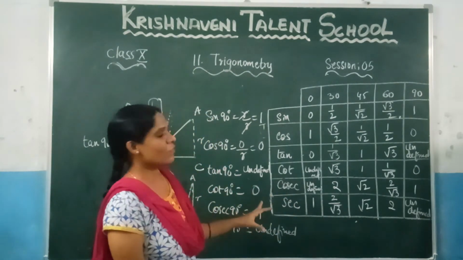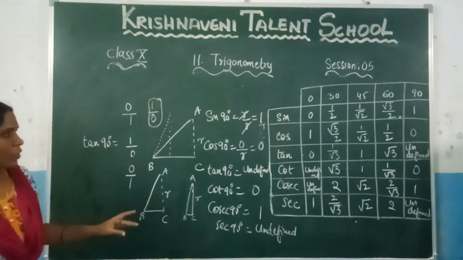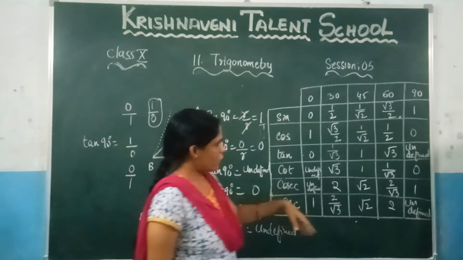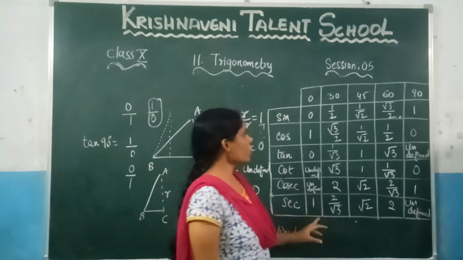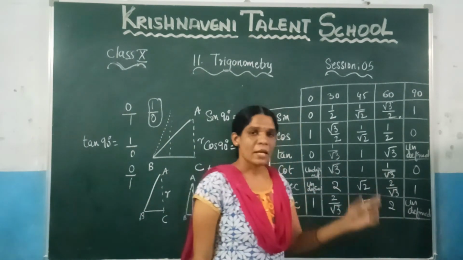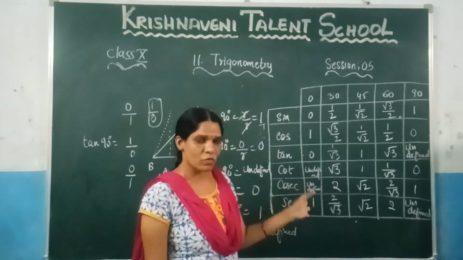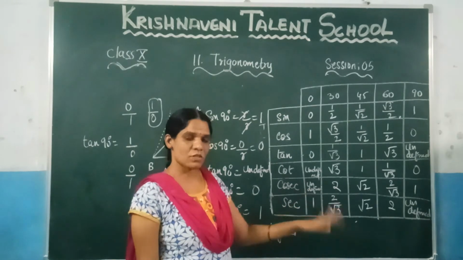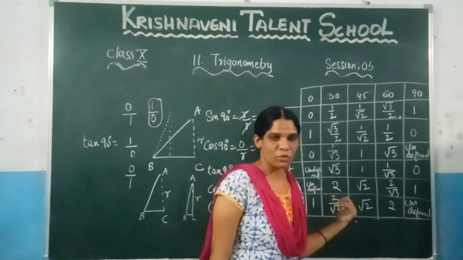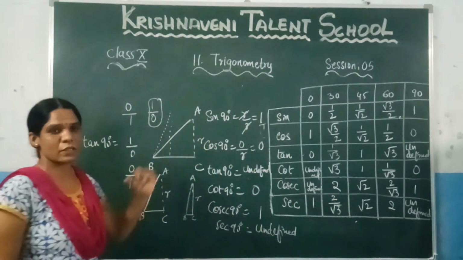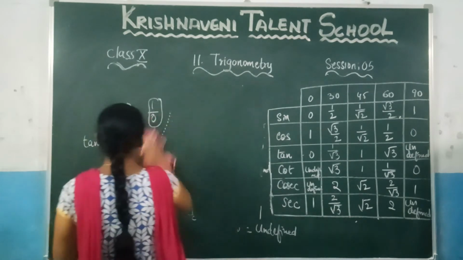Now I am going to show one trick to remember these values. We found the value of 45 degrees by taking the isosceles right angle triangle. We found the values of 30 and 60 by taking the equilateral triangle. We discussed how to find the value of 0, what happens if the base increases, and how to find the value of 90 also. Now let us see how to remember this table.